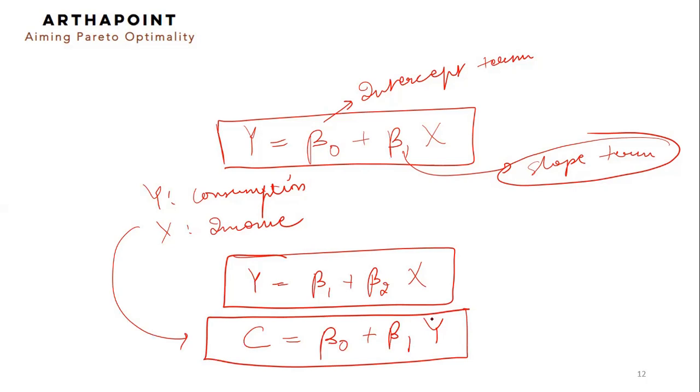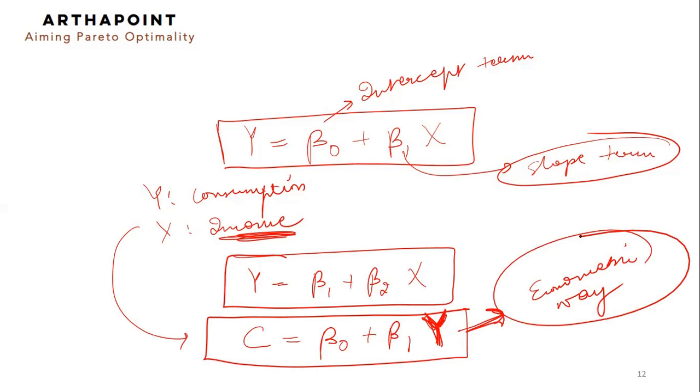Do not get confused. This is my income Y. Income is represented by Y in macroeconomics. So then I'm saying consumption is equal to beta naught plus beta 1 income. This is an econometric way of writing the model. Your aim is to estimate beta naught and beta 1 so that you can give it a mathematical form.